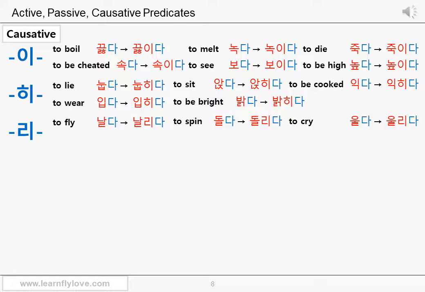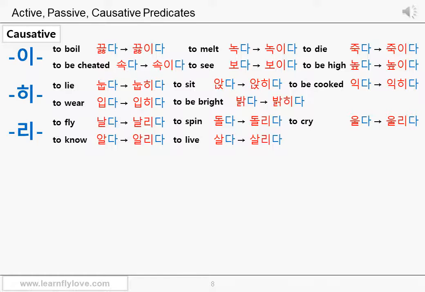To cry. When you say I cry, you use the active form 울다. But when you make someone cry, you use the causative form 울리다. To know. When you say you know something, you use 알다. But when you let someone know or notify something to somebody, you use 알리다. Notify, 알리다. Okay? To leave.